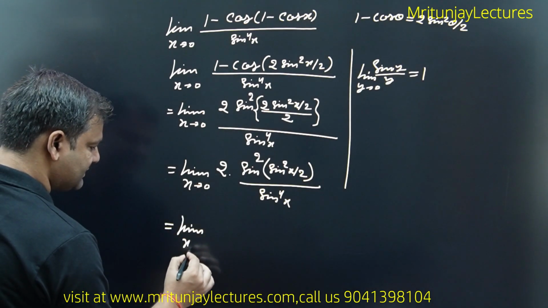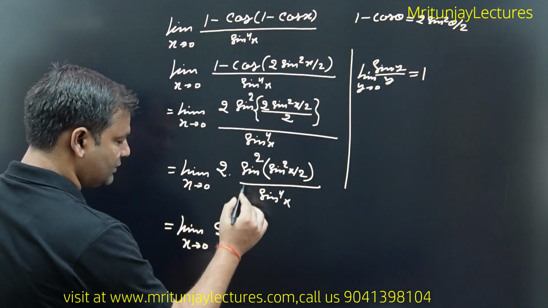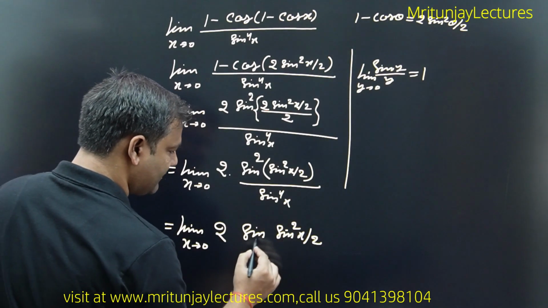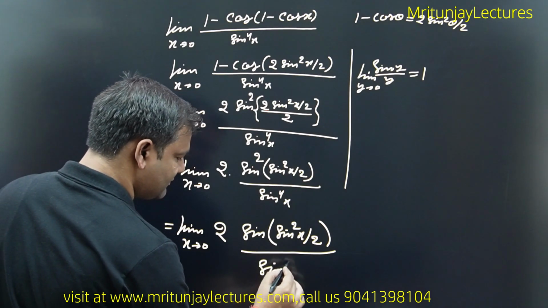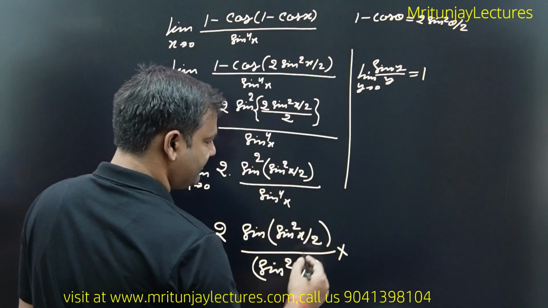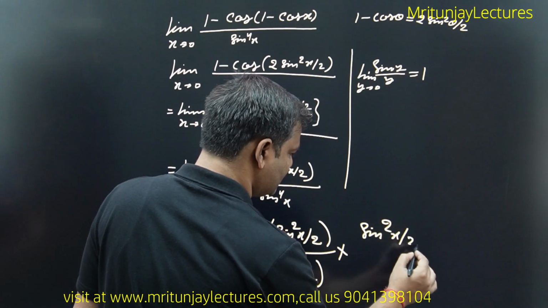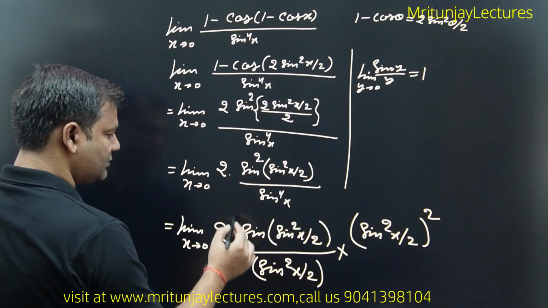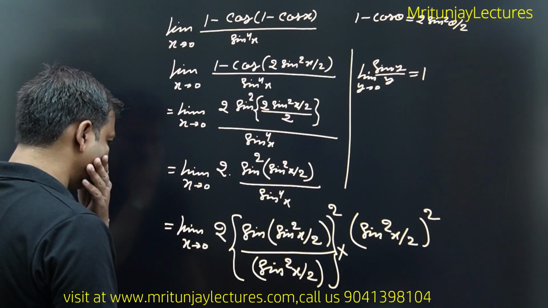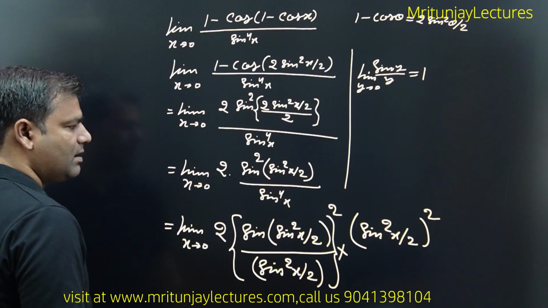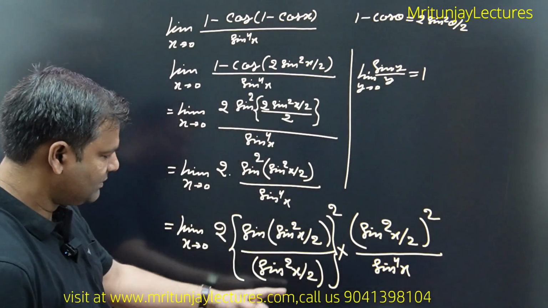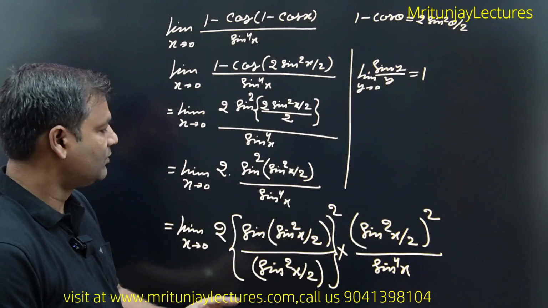Now look here very carefully. Limit x tends to 0, 2 sin square, which means sin x by 2 to the whole square, and then that whole square, divided by sin x to power 4. What about that value? Simply 1.